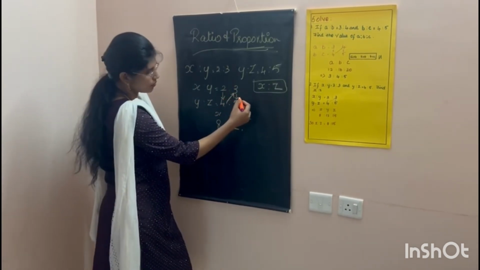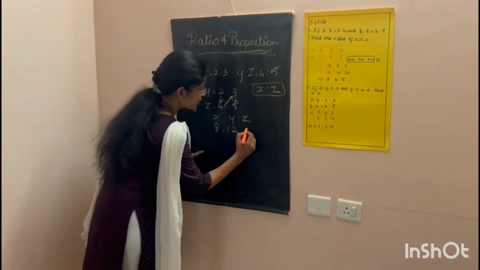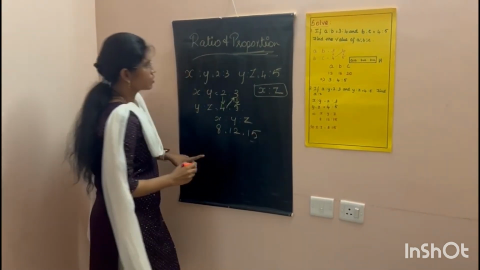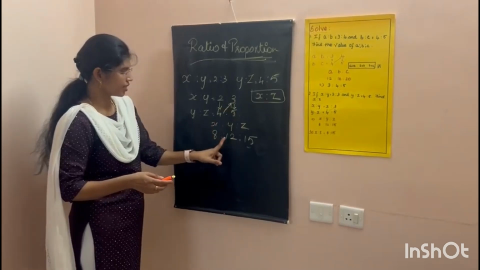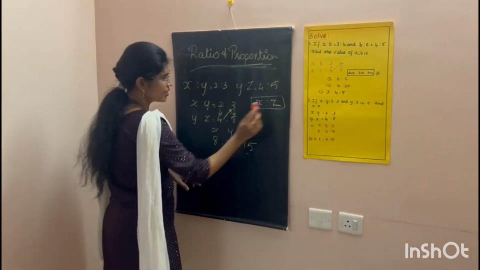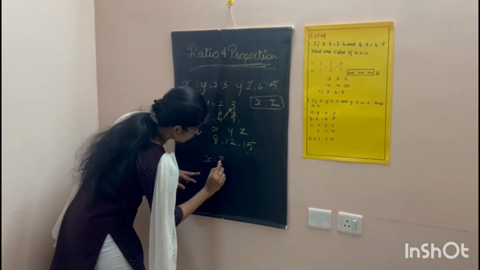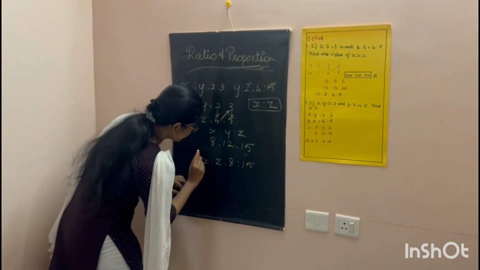To find the value of z, we have to multiply the down. That is 3 into 5, which is 15. So x is to y is to z is 8 is to 12 is to 15. They asked to find x is to z. So x is to z is equal to 8 is to 15. This is the answer.